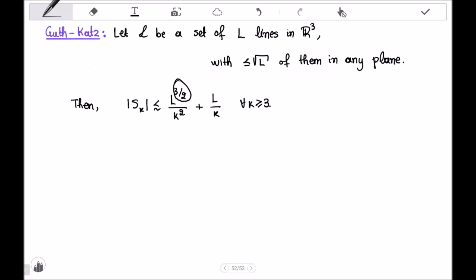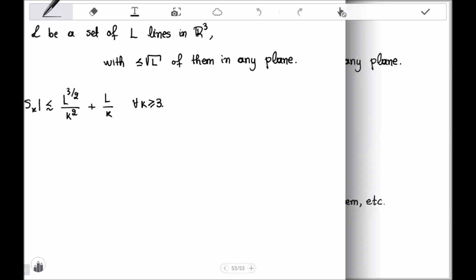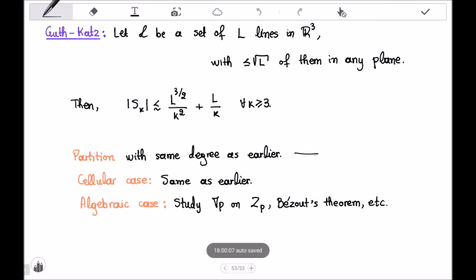It's 3/2. So they developed polynomial partitioning to deal with this problem, and they used the Szemerédi-Trotter degree because induction wouldn't work anyway. It's a 3/2, not 3/2 plus epsilon. And therefore they partition with the same degree as we saw in this tight case, the Szemerédi-Trotter degree. The cellular case runs through the same way that we saw.